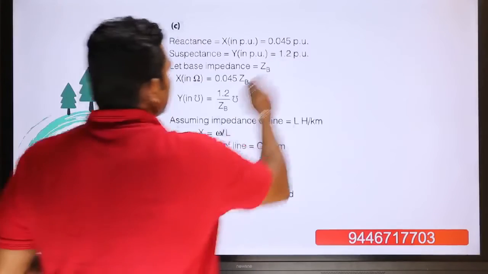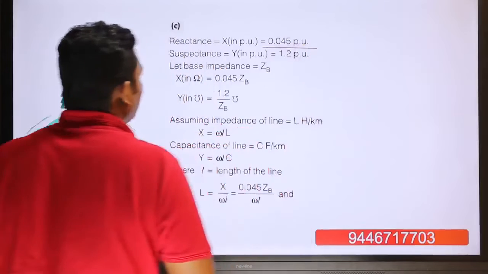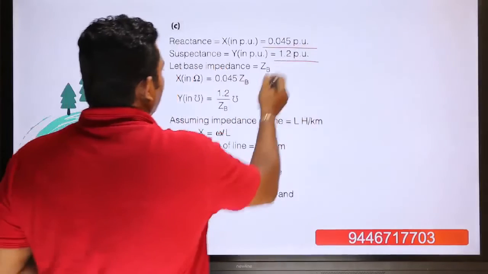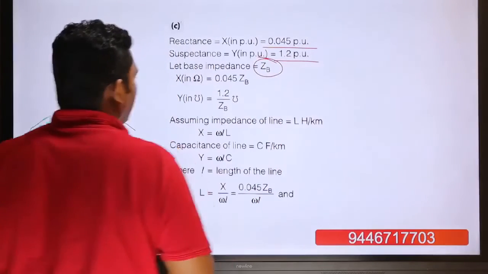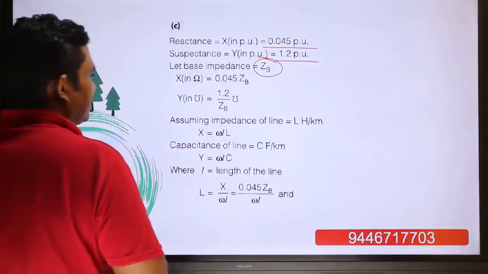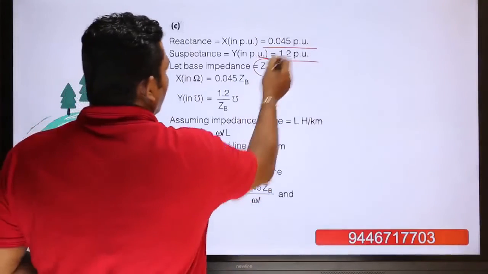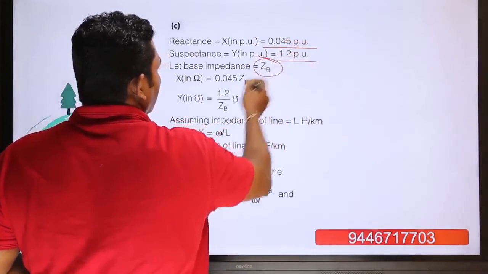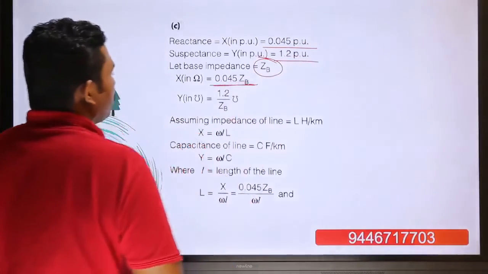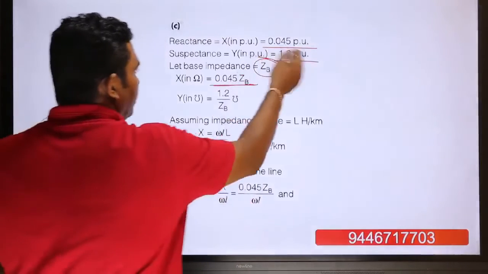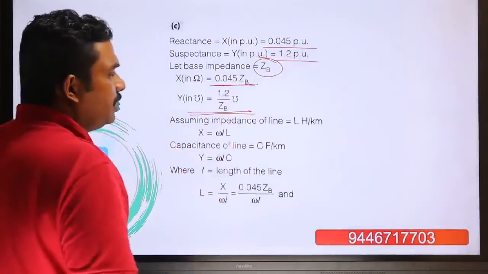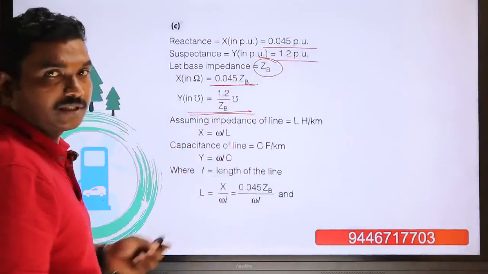So the reactance is given as 0.045, susceptance is given as 1.2. So the base impedance, which is ZB, can be found out as X equal to 0.045 ZB. Okay, and then what will be Y? Y is equal to 1.2 divided by ZB. So these expressions you have to write down, and you have to put general expressions in the box.